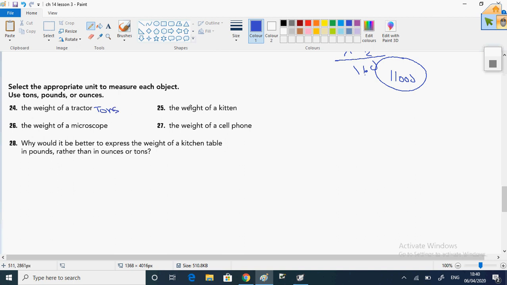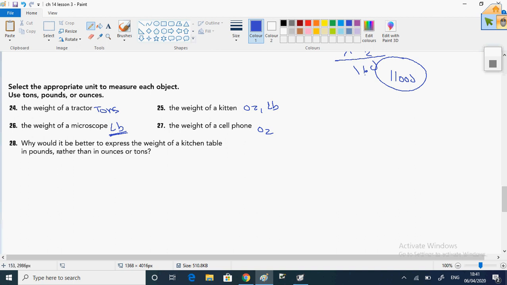Now question number 25, the weight of kitten. Kitten is very small, so we can say ounces or lb means pounds. The weight of microscope, pounds, because pounds is greater than, also I will say pounds. lb means pounds. The weight of cell phone, again, I can say oz.